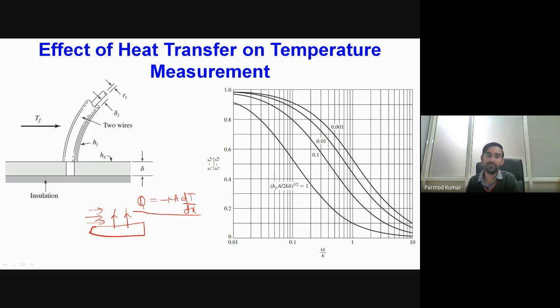Okay, and moreover we know that if any substance or any surface has a temperature above absolute zero, it emits certain radiation. So because of the radiation also, we will have certain loss of heat from the surface. We can say that this is an inherent nature of heat transfer which cannot be avoided. So there will be certain transfer of heat to the surroundings while we are measuring the temperature of our surface.